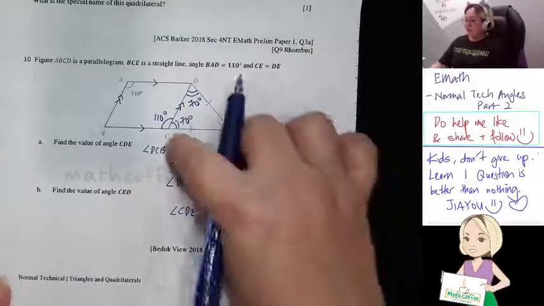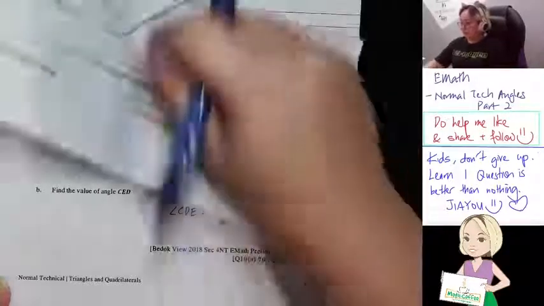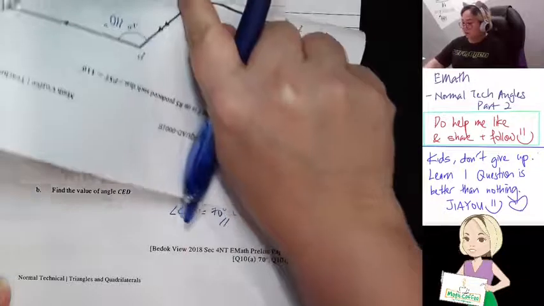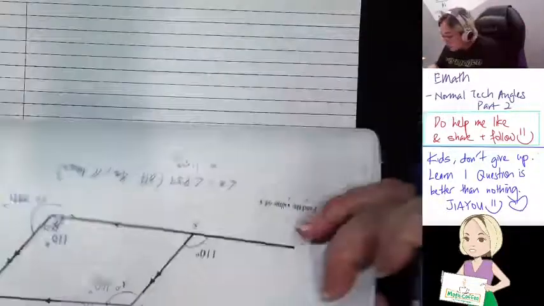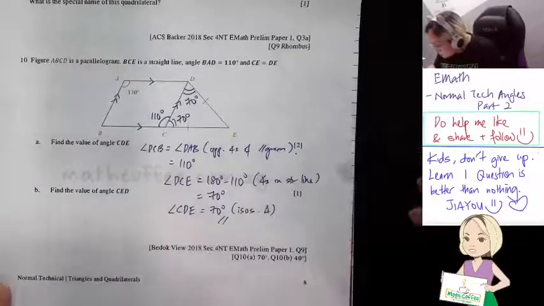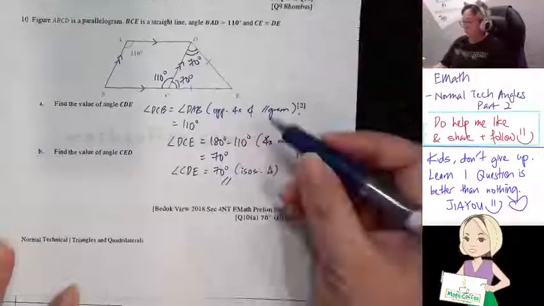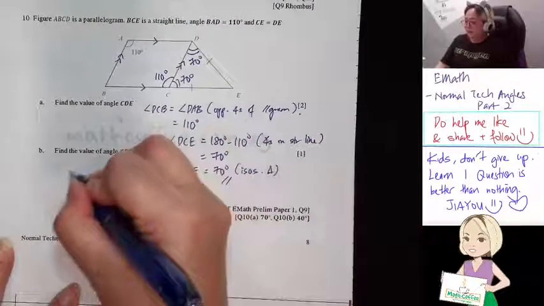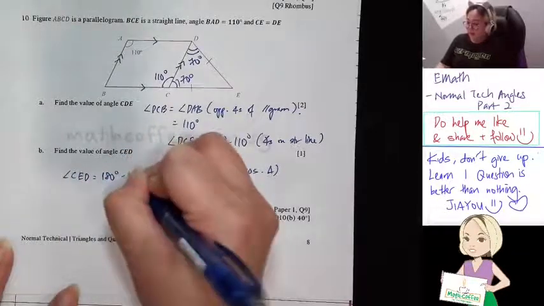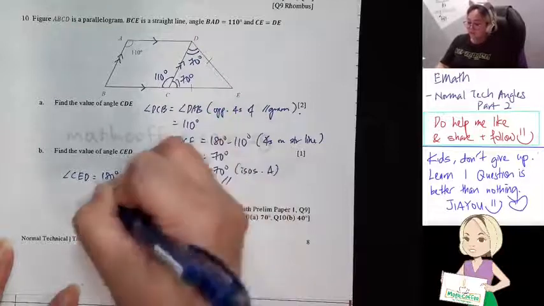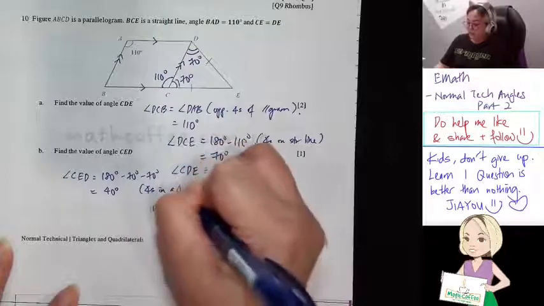Next, they ask to find CED. Is it already because I already have the two base angles? Okay. I can find CEF. Where got F? You always challenge me. Okay, CED. So angle CED is 180 minus 70 minus 70. So it is 40 degrees. So this is angles in a triangle. Done.